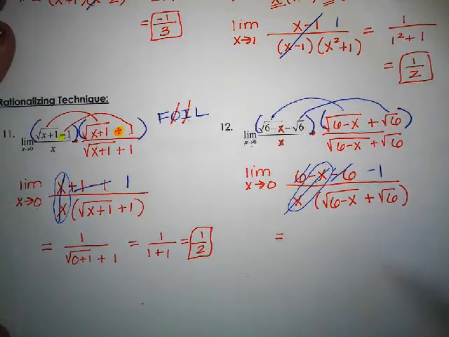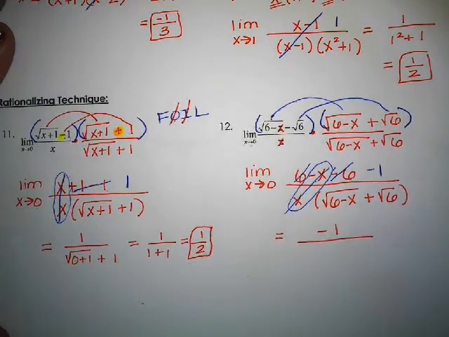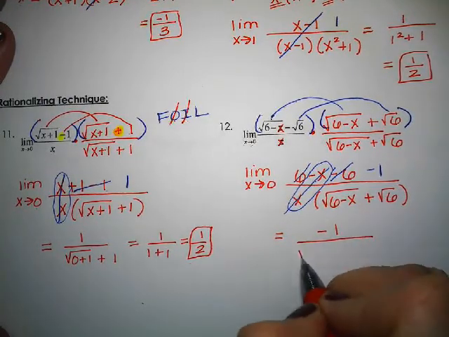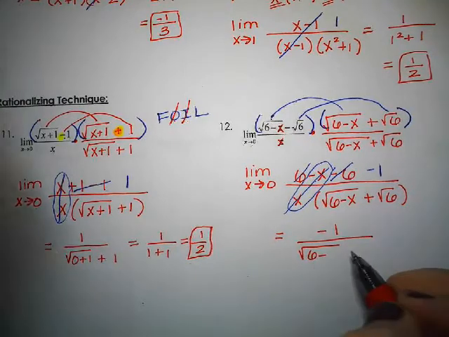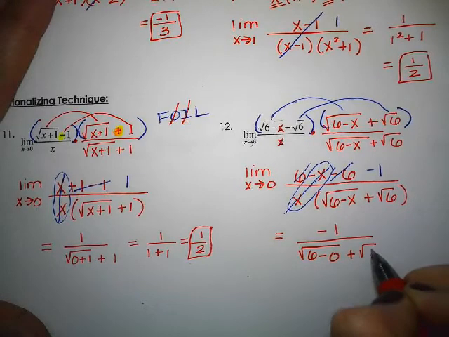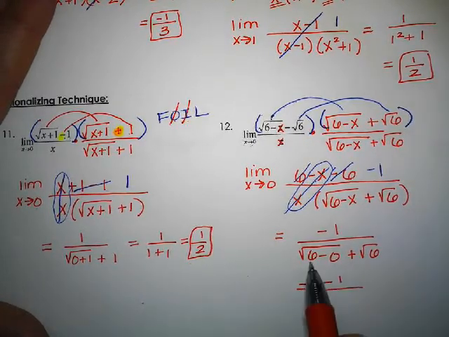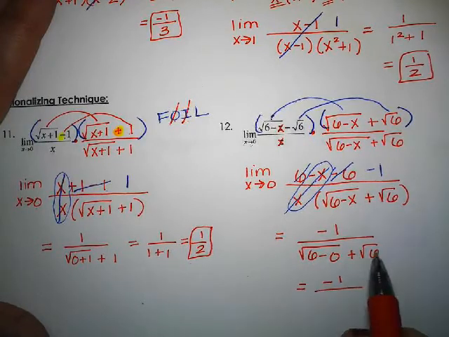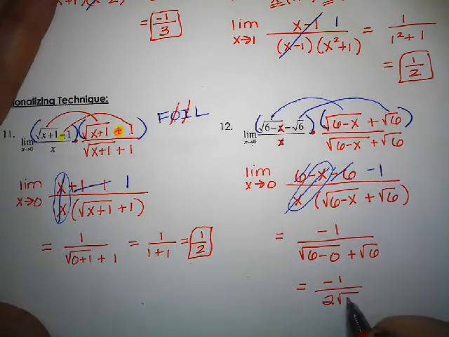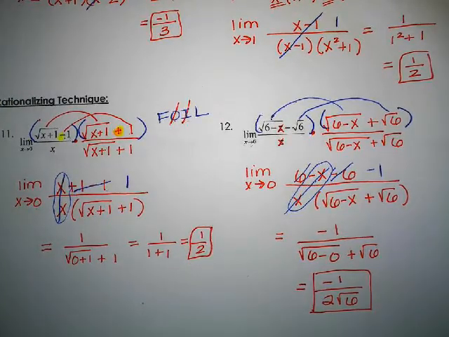Now we're ready to substitute in. I don't need to write the word limit anymore. Numerator, I have negative 1. Denominator, I have the square root of 6 minus 0, because I'm subbing 0 in, plus the square root of 6. Negative 1 over the square root of 6 plus the square root of 6 is 2 square root of 6, and that's how I can leave my answer.